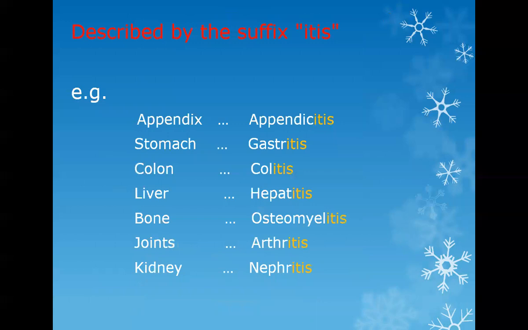As you remember from my first lecture, we have some suffixes for inflammation. We have itis. So if it is the appendix, we call it appendicitis; colon, colitis; liver, hepatitis; joints, arthritis; bone, osteomyelitis; kidneys, nephritis. OMA is used for cancer, benign or malignant, whatever. So are all OMAs cancers or tumors? No, because granuloma is an inflammatory process. Although it is inflammation, we call it OMA, granuloma. It's not a tumor, right? We will discuss this when we discuss chronic inflammation.